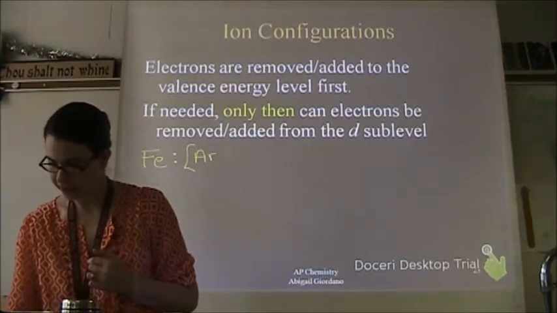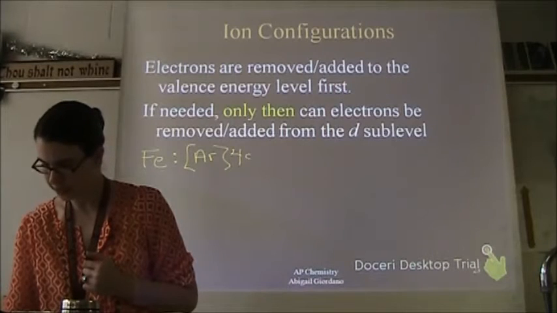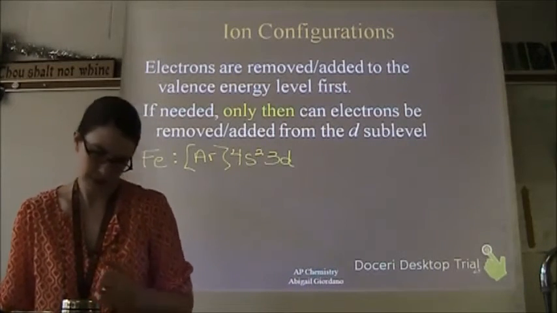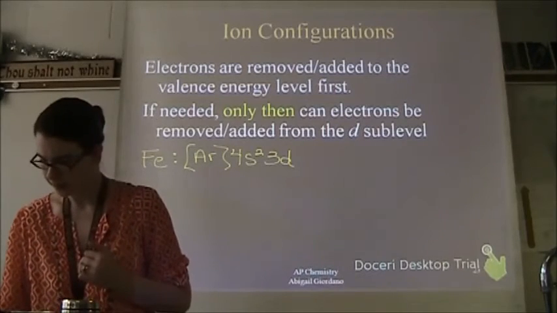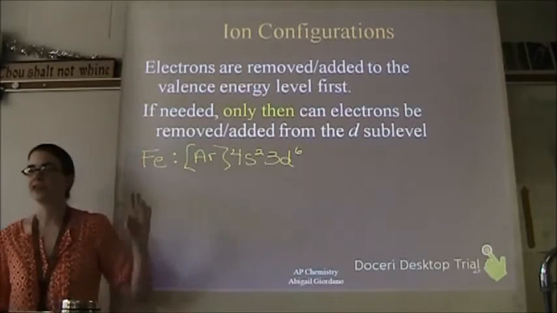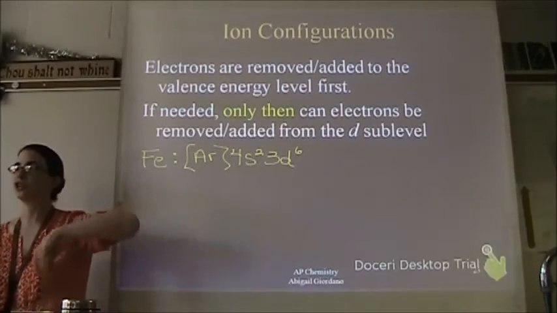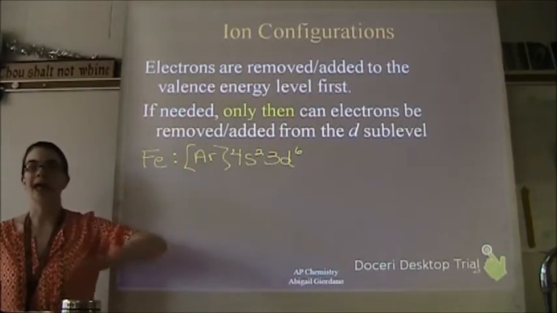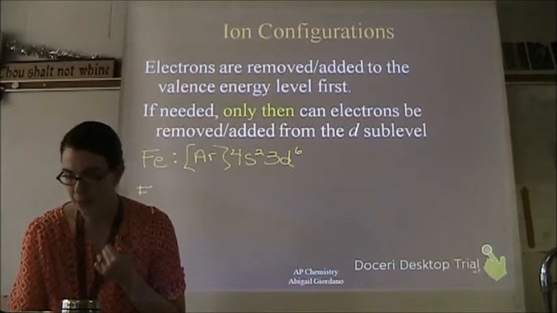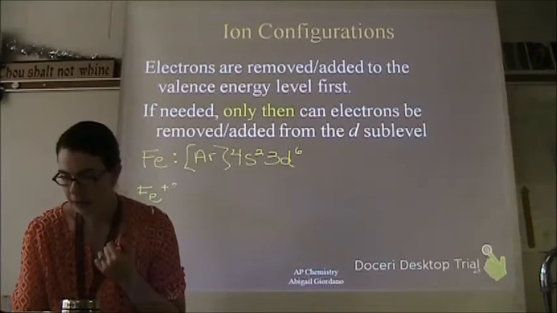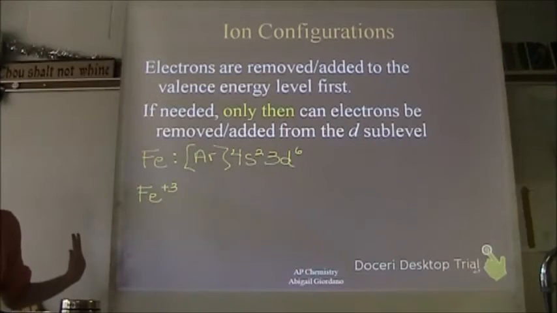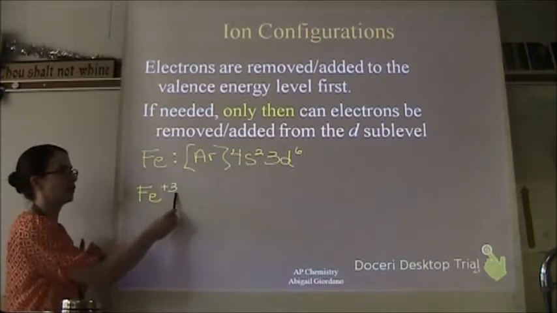Iron had this configuration: 4s2, 3d6, is that right? 1, 2, 3, 4, yeah. Okay. What if, instead of writing the electron configuration for a neutral element, I asked you to write it for an ion? Now, first things first. I don't even care what this number is.